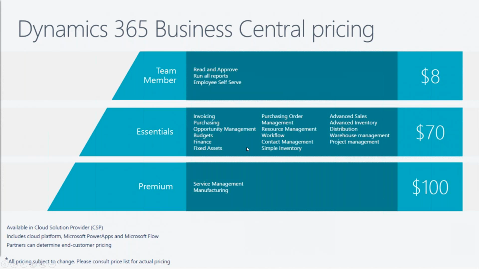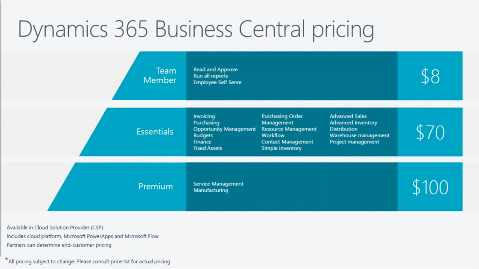The most common license we're going to see is the Essential, which is $70 per user per month. It is a subscription-based model where every month you pay per user, and it's a seated license. That will give them access to the majority of the program. Now, if you are an organization that's doing service management, so you have service calls, or you're doing manufacturing where you're actually putting together a final good, we move into the Premium, which gives you access to a few more functions and modules within Business Central.